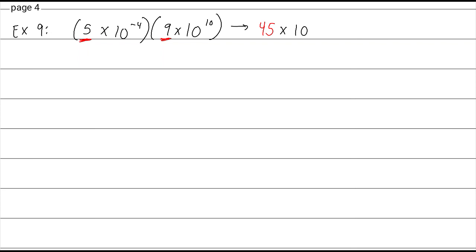Now, go back to your laws of exponents. Let's ignore all this. If I ignored that and just focused on those two things, I can put those two 10s together and add my exponents together. Right? So negative 4 plus 10 is a positive 6. Okay, so 45 times 10 to the 6th.